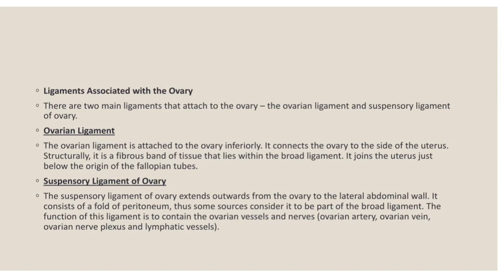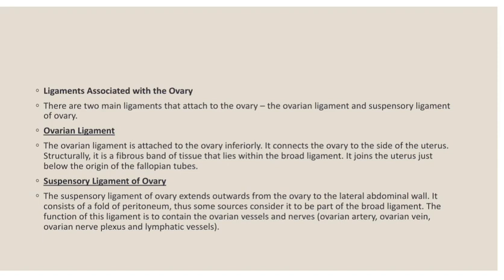Ligaments associated with the ovary. There are two main ligaments that attach to the ovary: the ovarian ligament and the suspensory ligament of the ovary. Ovarian ligament, this is attached to the ovary inferiorly. It connects the ovary to the side of the uterus. Structurally, it is a fibrous band of tissue that lies within the broad ligament. It joins the uterus just below the origin of the fallopian tube.